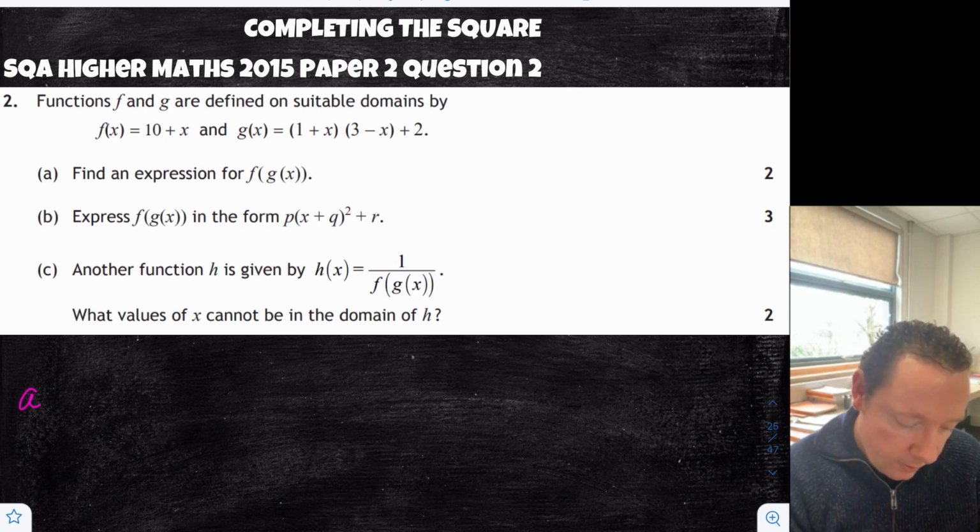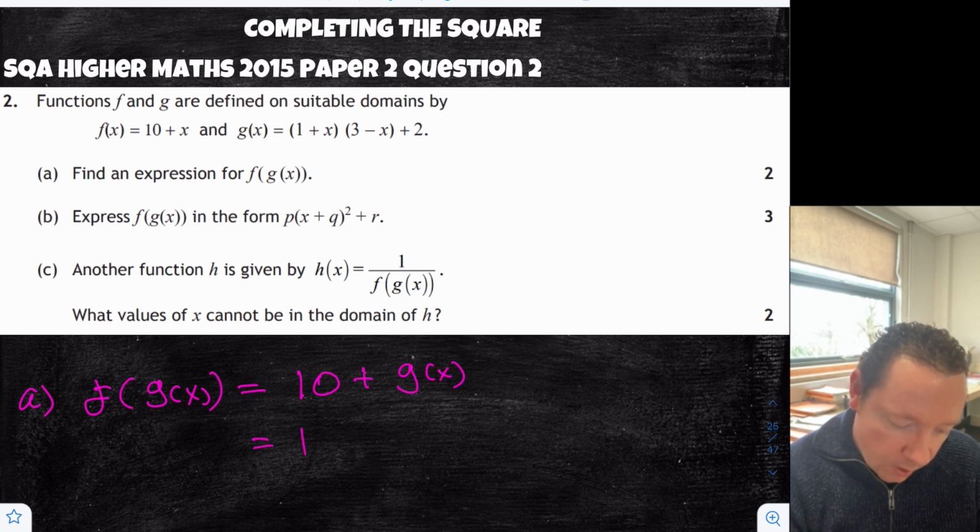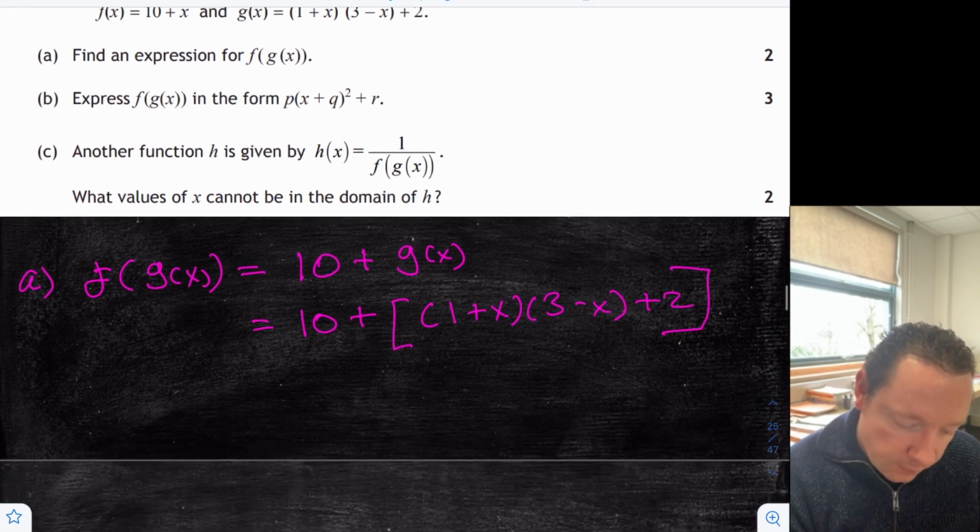part A, f of g of x. Well, f of x is 10 plus x, so that's 10 plus g of x. So that's 10 plus (1 plus x)(3 minus x) plus 2. We need to tidy that up a little bit.